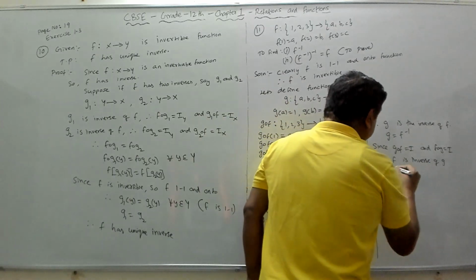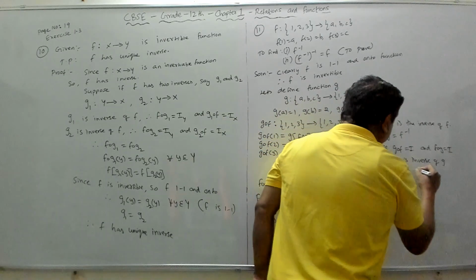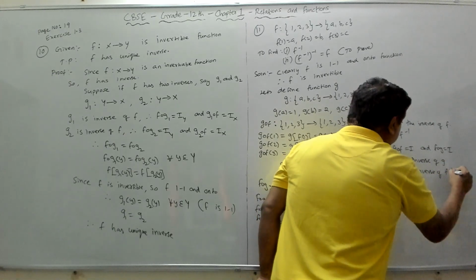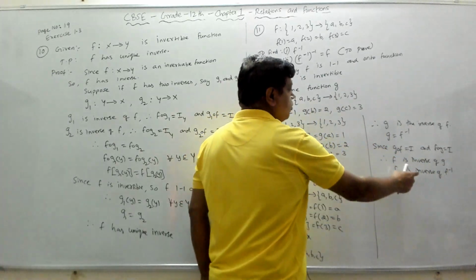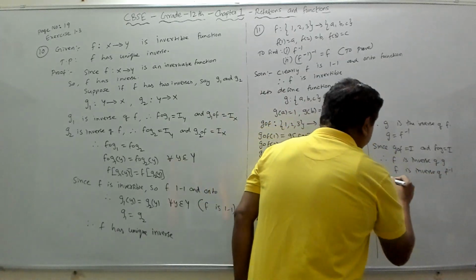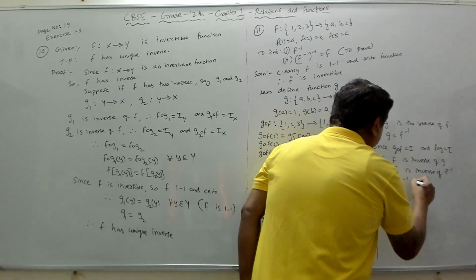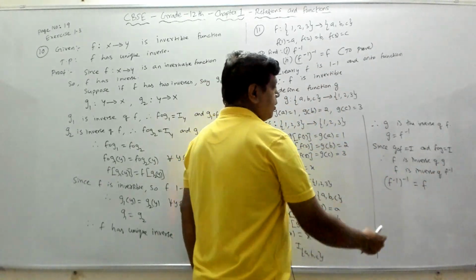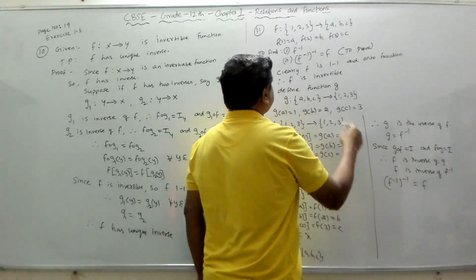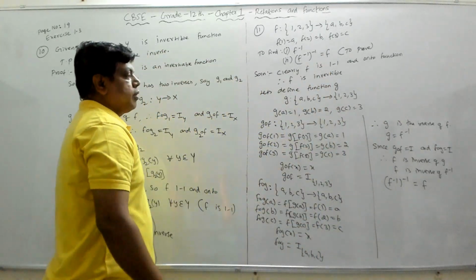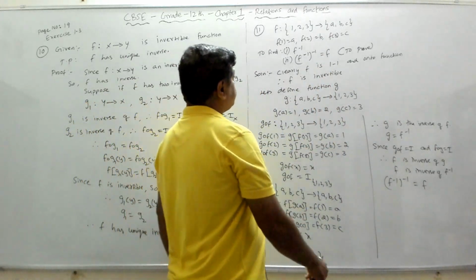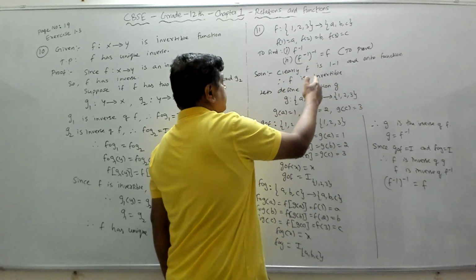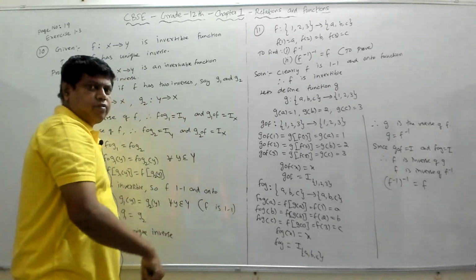F is the inverse of g means what? What is g? G is f inverse. So what have you proved? F is the inverse of f inverse. So we have proved that f inverse of inverse equal to f. F is the inverse of f inverse means f inverse inverse is f. So we have proved that. Right? So therefore, f inverse whole inverse is f, which means inverse of f inverse is f itself.